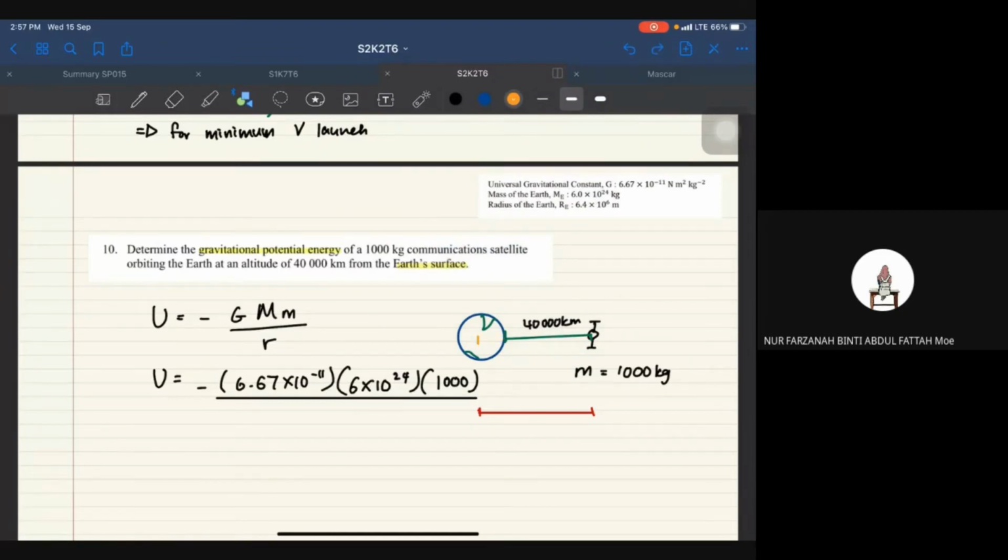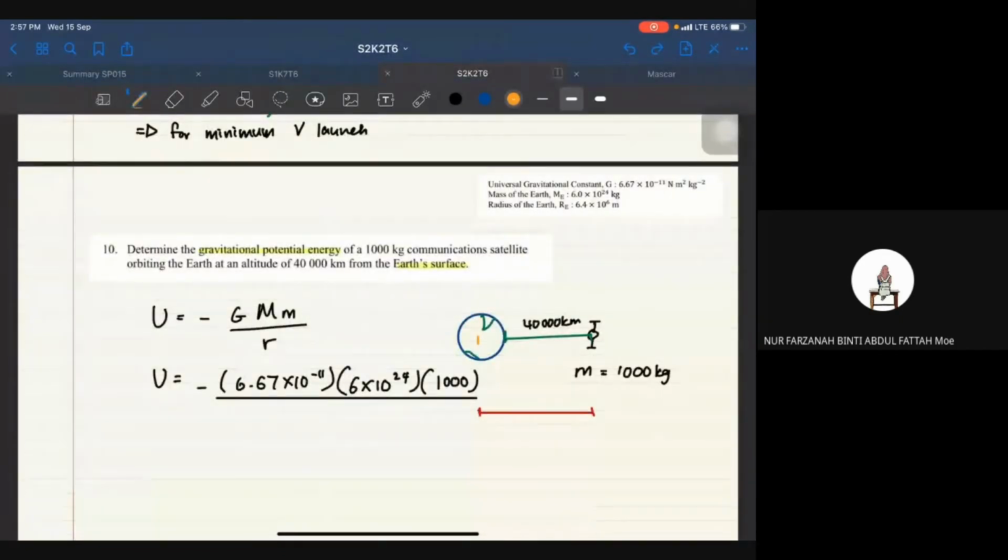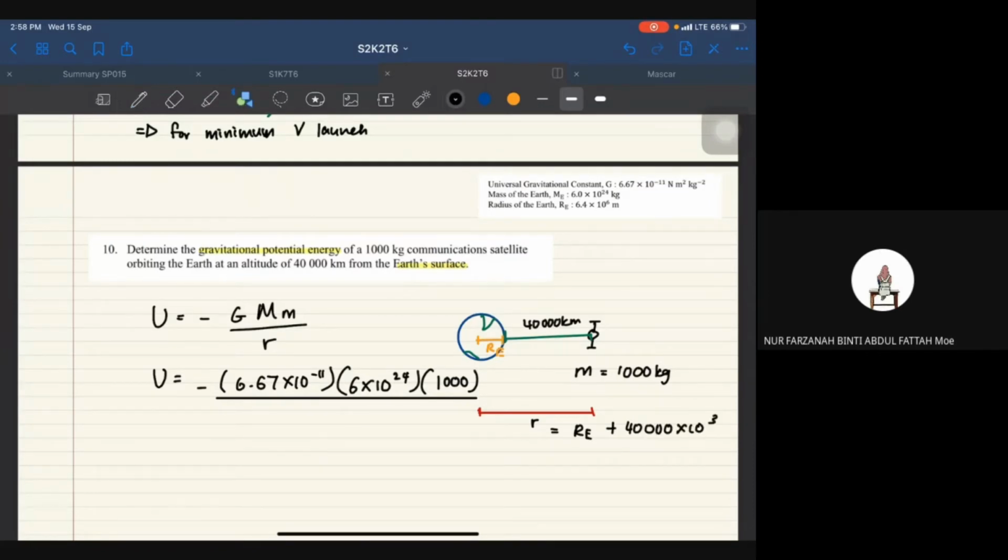So you still have this small part. So you have to add with the radius of the Earth to get your R. Okay, so R is basically equals to radius of the Earth plus dengan 40,000 times 10 to the power of 3. Ada yang tak faham tak this part? Okay, I assume semua faham lah. So it will be 6.4. Okay, good.